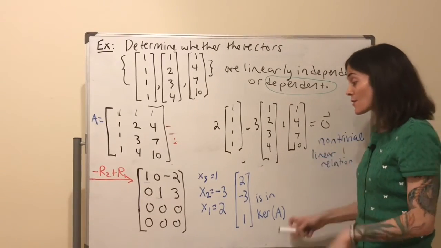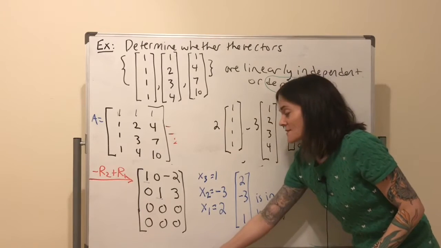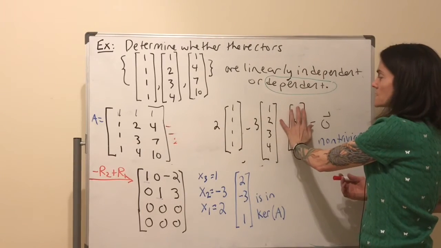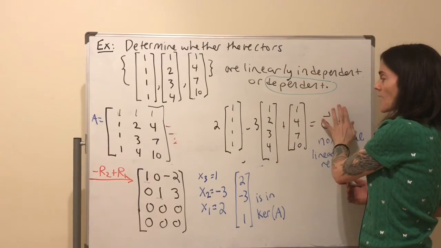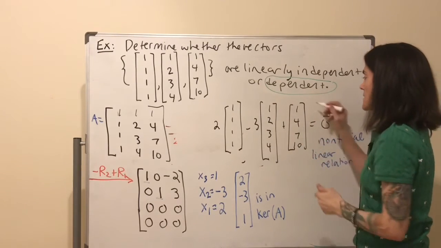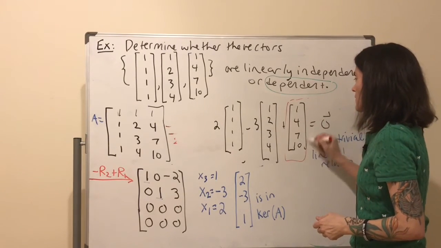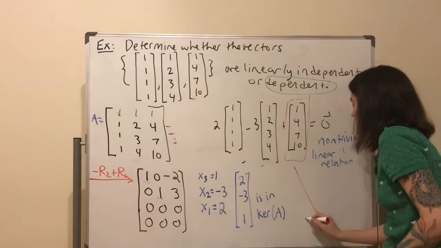I guess the third way to justify would be just to move this third vector over to this side, and you can see that this one here is redundant.